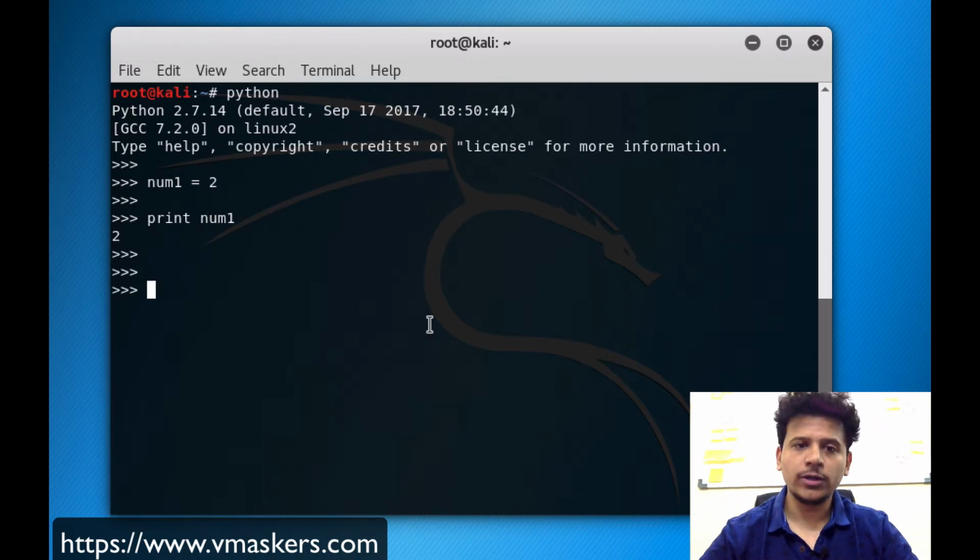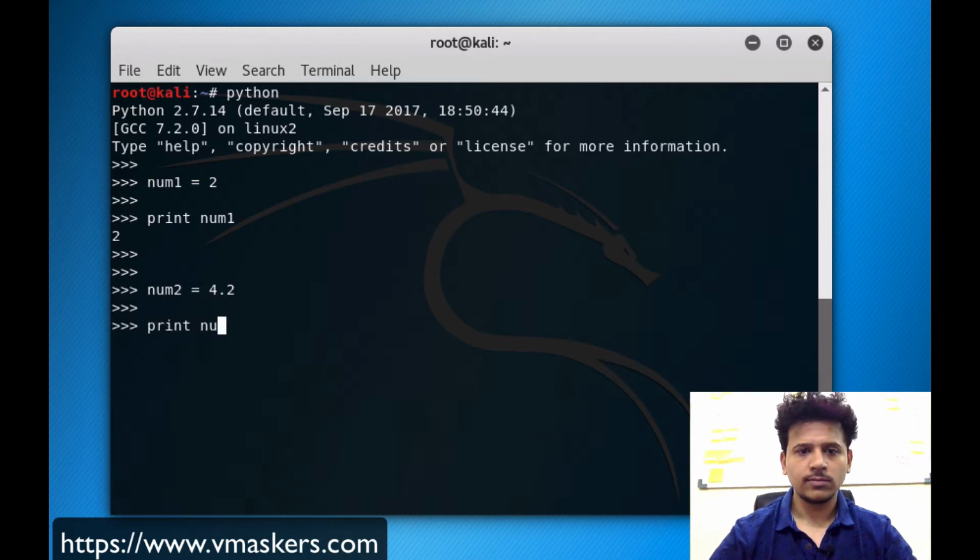And what is a float? A float is any number with a decimal point. Okay, num2 = 4.2. Okay, this is a float.